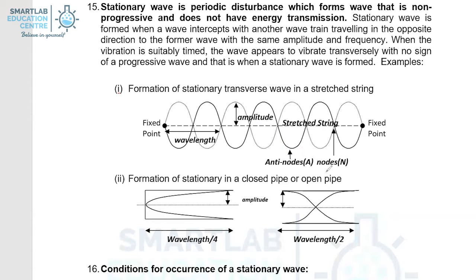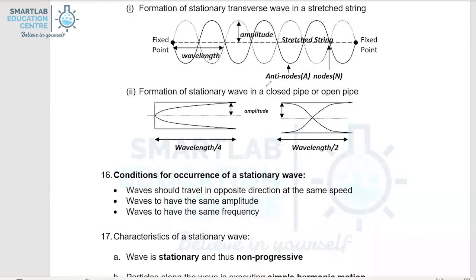The next term that we look at is the node. Nodes occur when the displacement is 0. Earlier, when we described how the stretched string oscillated, we saw that at the nodes, the displacement remains 0 all the time. Aside from a stretched string, we can also form a stationary wave in a closed or open pipe.